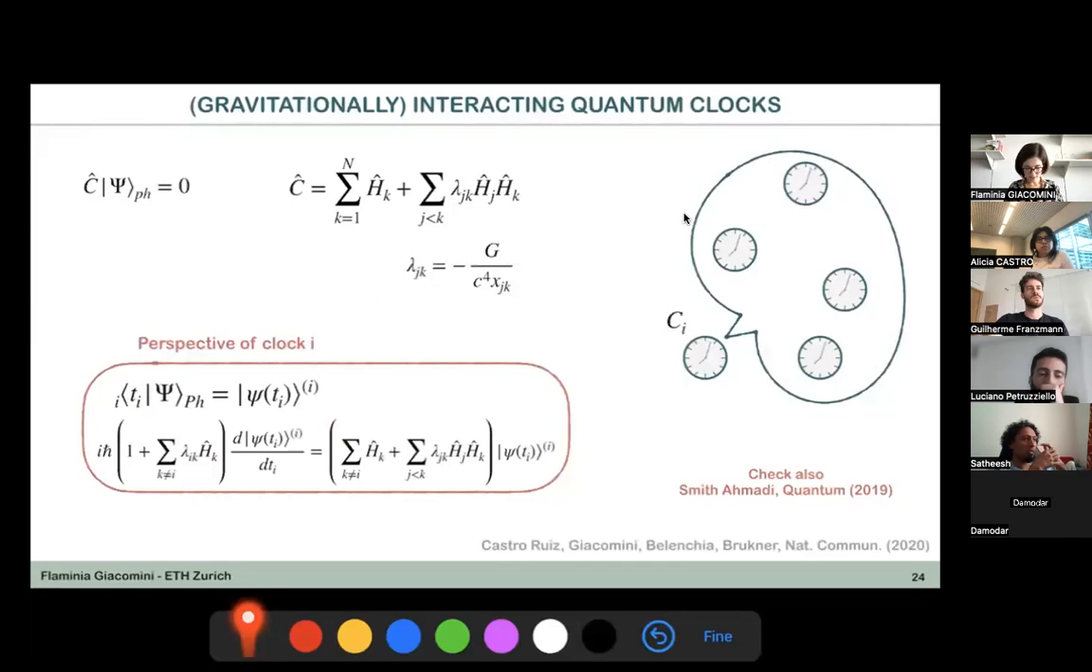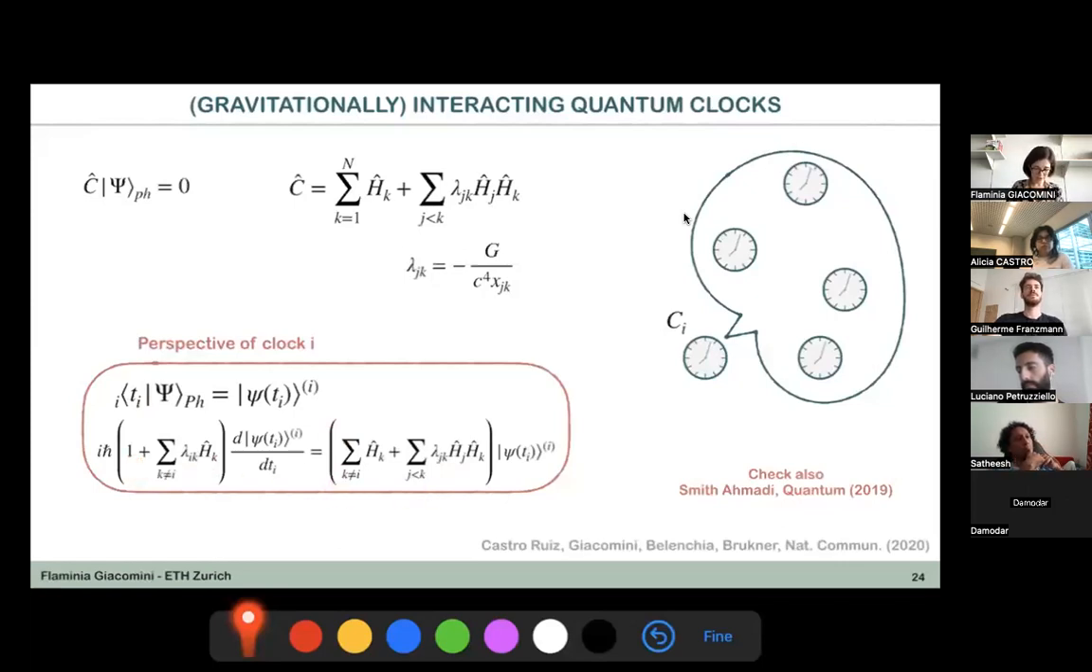And by the way, a model of interacting clocks inspired by Page and Wootters was also done by Alex Smith and Mehdi Ahmadi in this paper here, and I wanted to encourage you to read it. It's a different model. They have a different type of interaction, and they find a non-local Schrödinger equation in time, so some Markovian dynamics. You can check it out. It's different, but it's an interesting result.